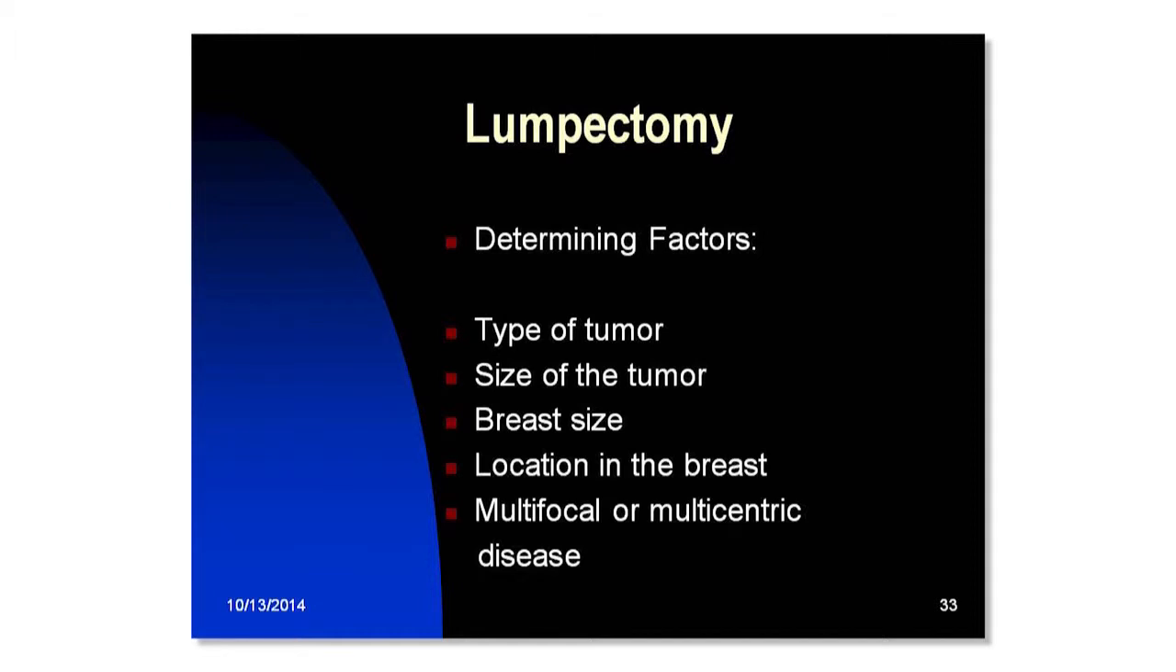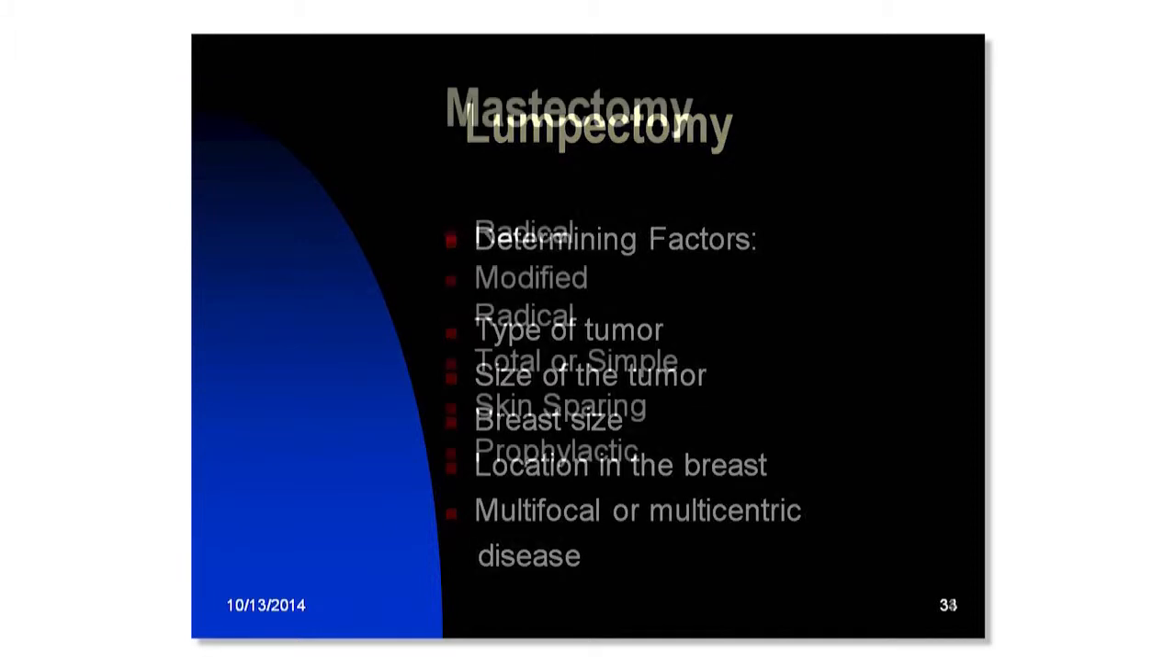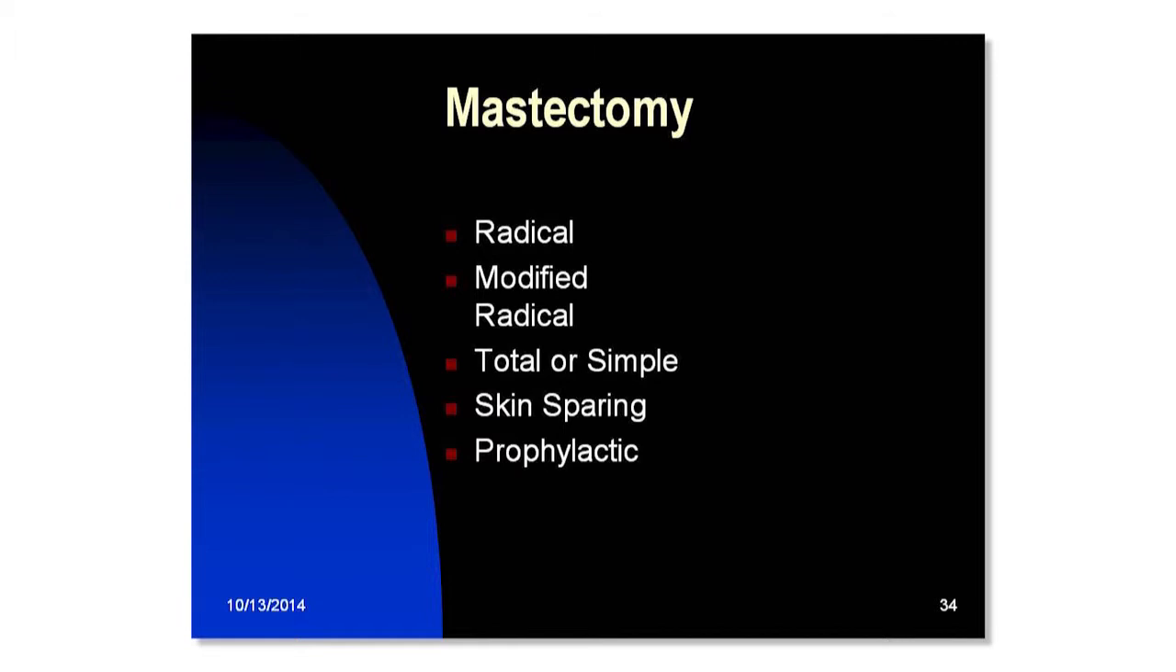Is it multiple places or not? So everybody's not a candidate. And the size of your breast is important, and what kind of cosmetic result you would get if they did a lumpectomy. And then there are different types of mastectomies. They used to do very radical things and take it all the way down to almost the bone. Of course, we don't do that anymore. But there are different kinds.